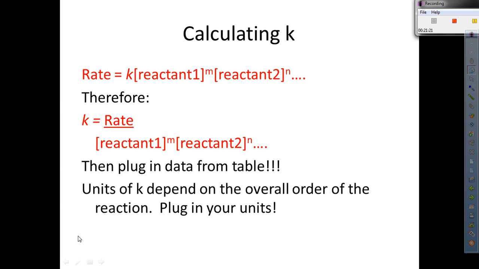Now here's where things get tricky. The units of little k depend on the overall order of the reaction. How do you find your units? You plug in your units. And you'll start to see units canceling out, and you'll end up with different units, because the units are dependent on the order.